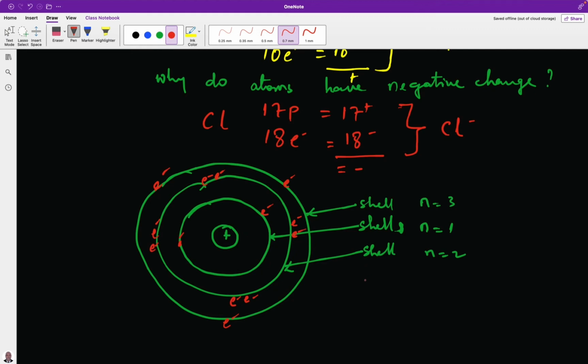According to the rule, the first shell, which is n equals 1, is closest to the nucleus and is supposed to have how many electrons? 2 electrons. The second shell is supposed to have 8 electrons. The third shell and the rest are also supposed to have 8 electrons.